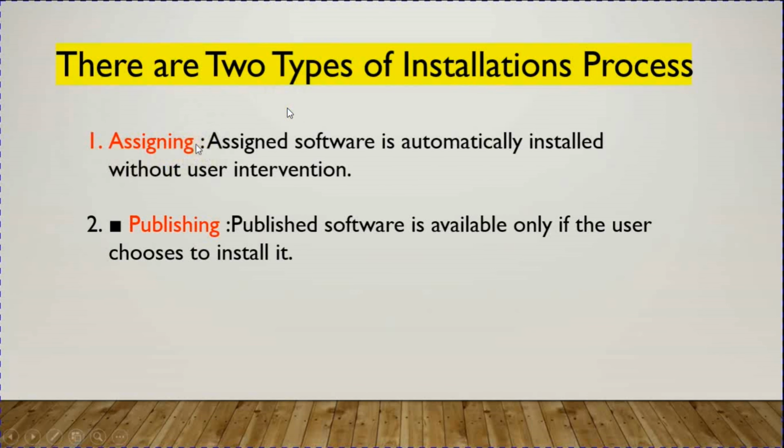There are two types of installation process. First one is assigning and second one is publishing. Assigned software is automatically installed without user interaction, and published software is available only if the user chooses to install it.